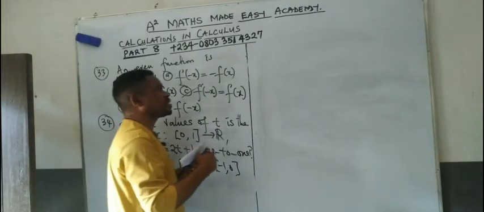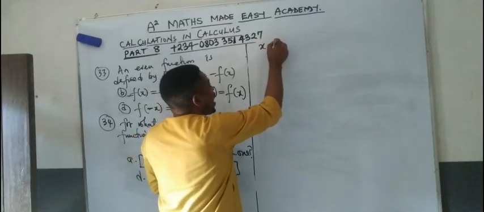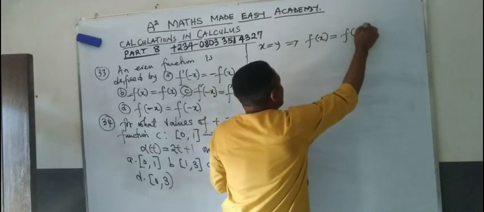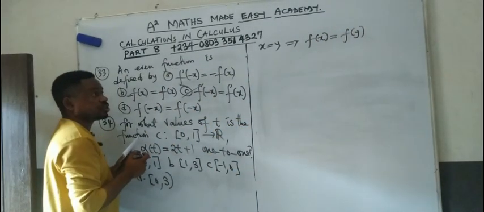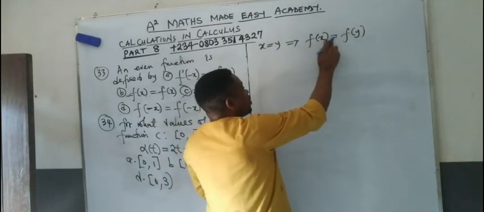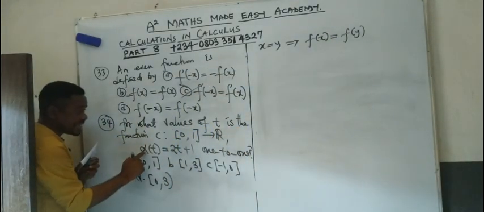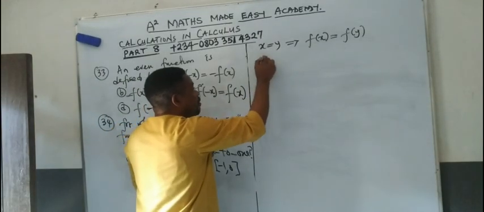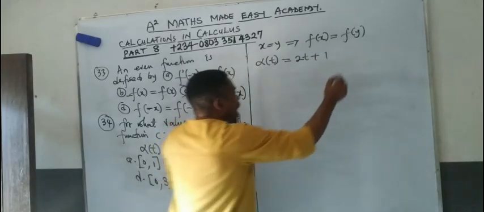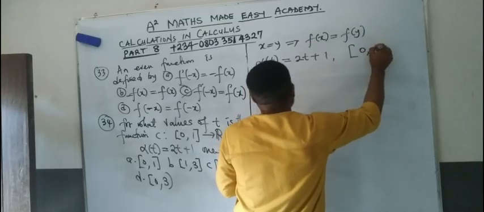Now, what is the definition of one-to-one? For any x equal to y, it implies that f of x must be equal to f of y. This is the definition of a one-to-one function. But look at the condition. I want you to observe something here. They have given us the value already, and the value is alpha t, which is equal to 2t plus 1. The members are 0 and 1, and they are members of the real numbers.